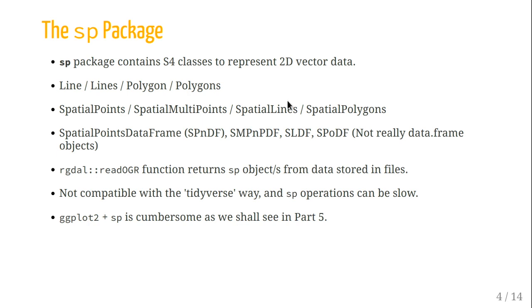rgdal's readOGR is basically that one function that will allow you to read external data, in those various file formats and databases that I showed you, into SP objects. And rgdal is so powerful that you can read from a GeoJSON, from a PostGIS database, or from an ESRI shapefile. It can read all of that and give you that same SP representation, as long as it's the exact same data stored in these different formats. So readOGR gives you SP data. As I said, SP is not compatible with the tidyverse way of things, and SP operations compared to simple features operations can be slow, and I'll talk about why those can be slow.